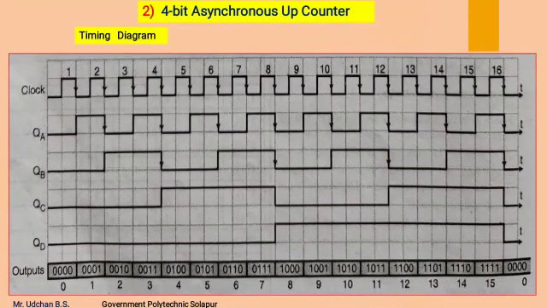which shows the flip-flop outputs QD, QC, QB, QA at every negative edge of the clock pulse. And these are the different states of the counter.